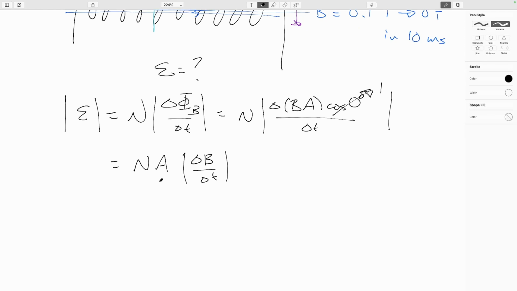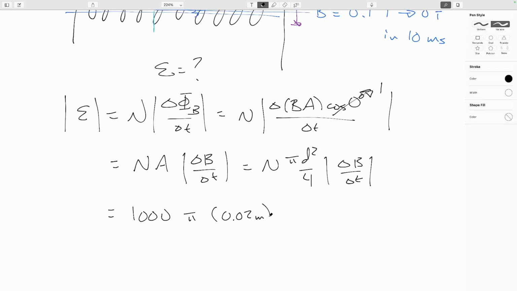So the area of a circle, you can write as pi r squared. You can also write it as pi d squared over 4, which is what I'm going to do here. All right, so we have 1,000 turns times pi. The diameter is 0.02 meters, and we'll square that, divide that by 4.